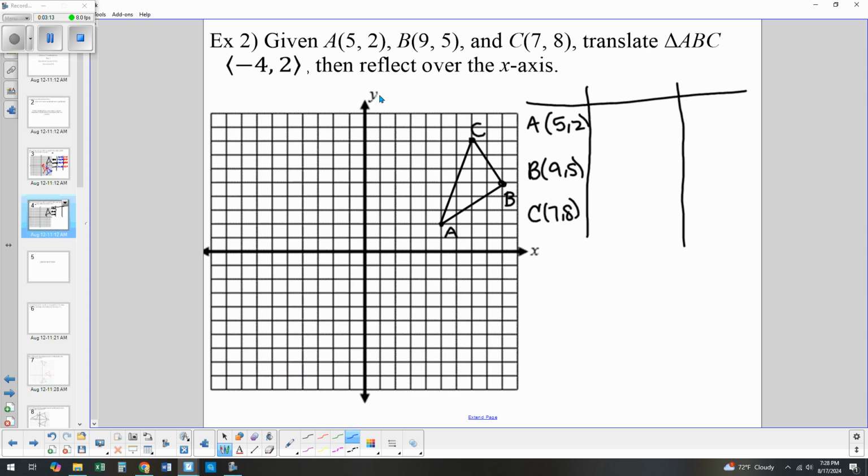So the first transformation we're doing this time is the translation. Same exact vector as before, -4, 2. So I'm going to subtract 4 and get 1, add 2 and get 4. Subtract 4 and get 5, add 2 and get 7. Subtract 4 and get 3, add 2 and get 10. So now my first image is already very different from my first image last time. Let's see, 5, 7, and 3, 10.